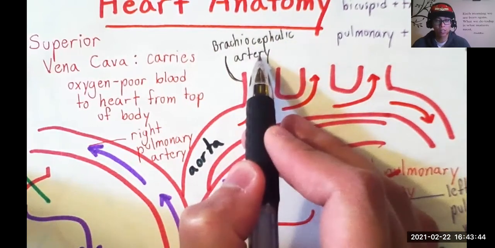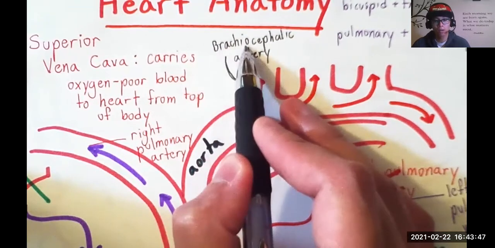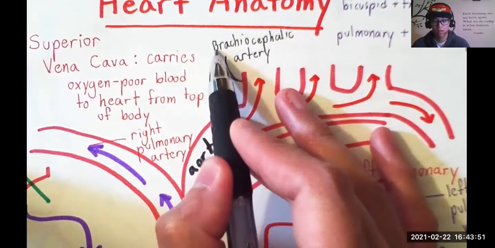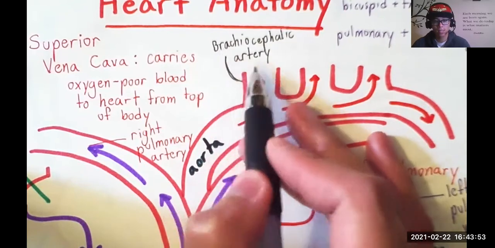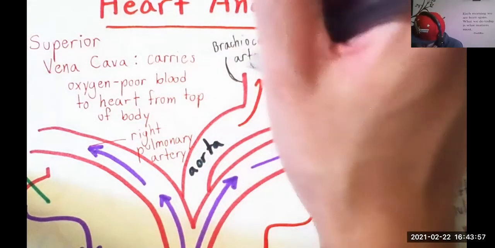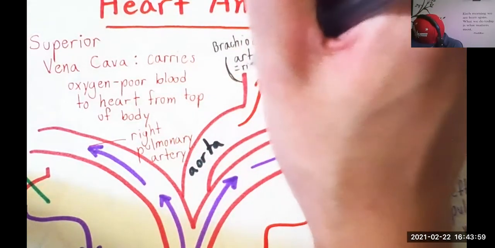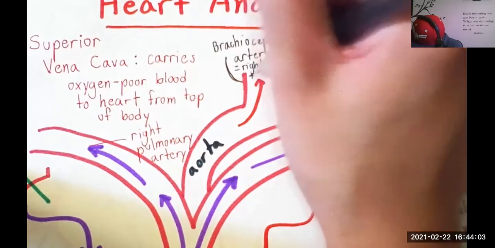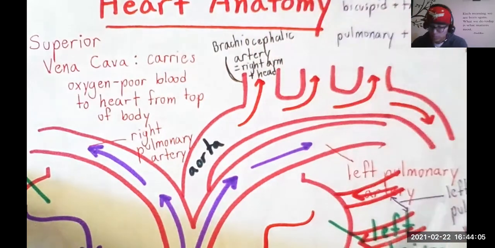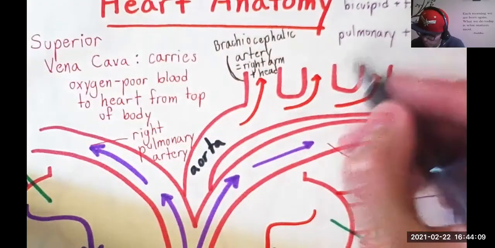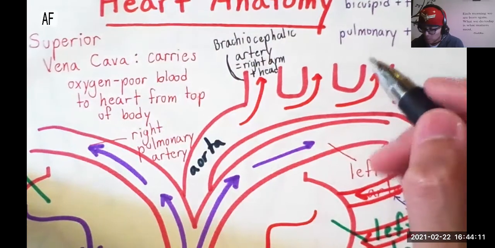So what does this artery supply? It supplies the arm and the head. Pretty easy, right? All right, which arm? Since it's on the right side, it supplies the right arm, and head. That's a vocab word. Let's do the second one.